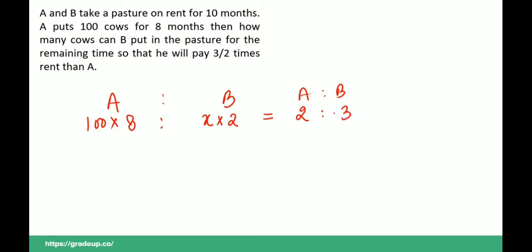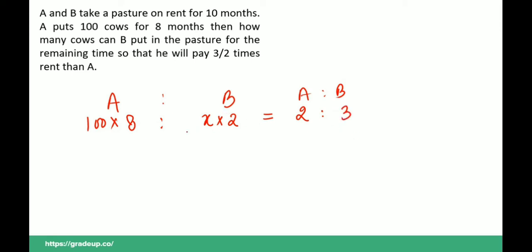A and B take a pasture on rent for 10 months. A puts 100 cows for 8 months. Then how many cows, let's say X cows, can be put for the remaining time, that is 2 months, so that he will pay 3/2 times rent than A? If A is paying 2 units, then B will pay 3 units, that is 3/2 times.